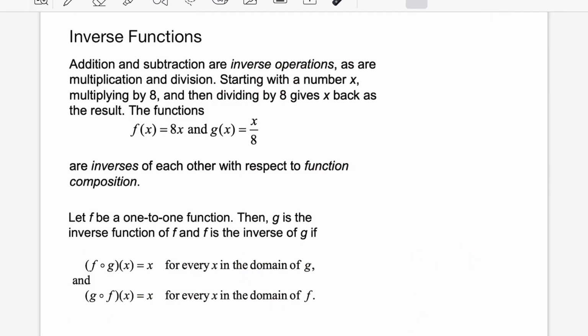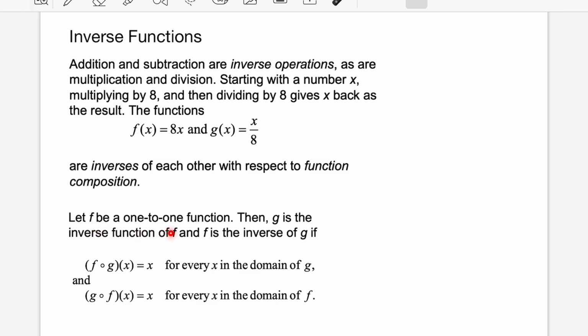So this brings us to inverse functions. Addition and subtraction are inverse operations, as are multiplication and division. For example, if we start with a number x, multiply it by 8, and then divide it by 8, this will give us x back as the result. So this tells us these two functions, 8x and x over 8, are inverses of each other with respect to function composition. Essentially, inverses undo each other. Inverse functions undo these operations.